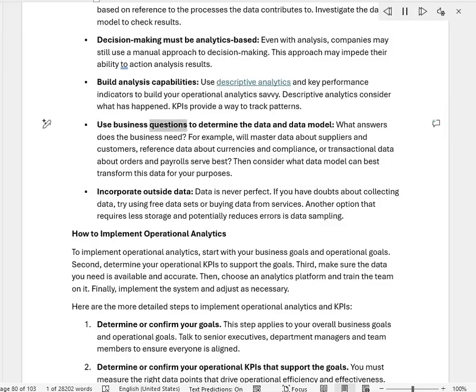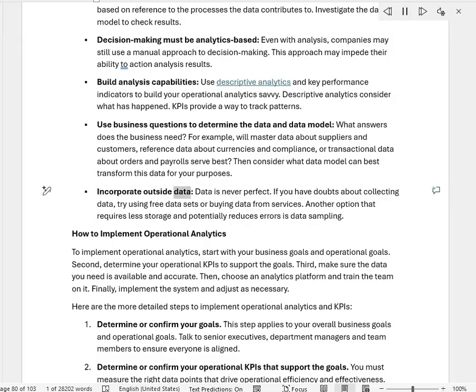Use business questions to determine the data and data model. What answers does the business need? For example, will master data about suppliers and customers, reference data about currencies and compliance, or transactional data about orders and payroll serve best? Then consider what data model can best transform this data for your purposes.